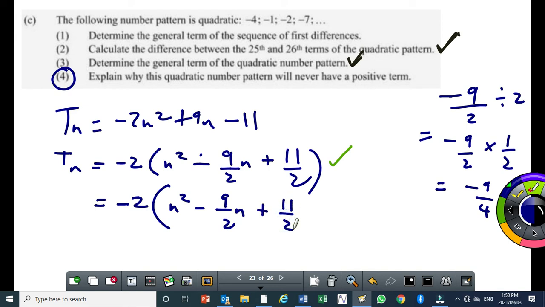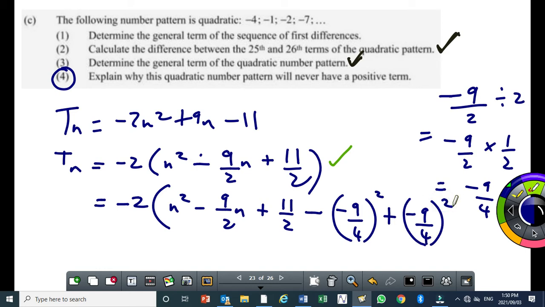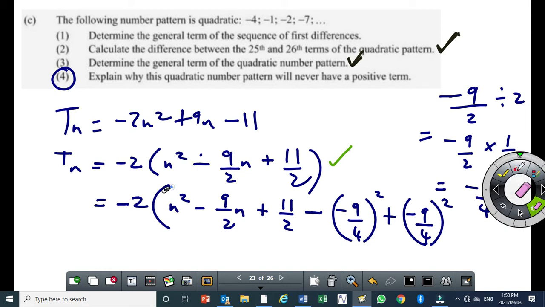2. Then we subtract the square of half of the coefficient, minus 9 over 4 squared, plus, if you subtract it, then you also add it. The result that you get there is a 0. So this will be minus 9 over 4 squared. Now be aware that here, let me remove this square bracket. I'll put this square bracket.